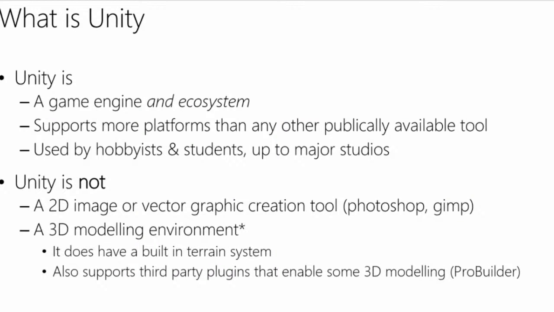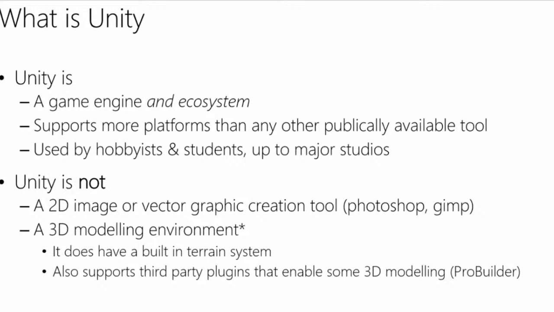Okay. And I hesitate to say what it's not because Unity is always adding new things. They're acquiring other companies and adding their capabilities into the core product, making it better and better. So Unity is not, as it stands today, a 2D image or vector graphic creation tool. In other words, think of Photoshop, GIMP, Paint.net. You're not going to go into Unity and start drawing out a sprite. Right. Matt is going to show you later on today how you can do that.